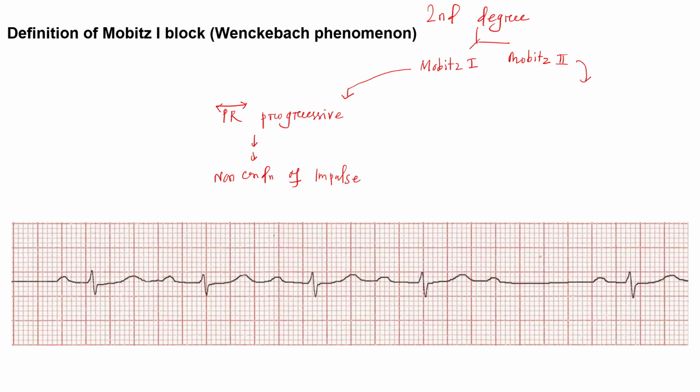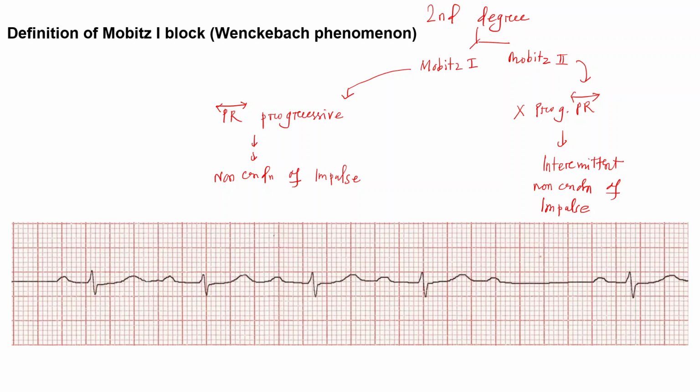What happens in Mobitz type 2? There is no progressive PR prolongation, but there is intermittent non-conduction of impulse. What do you understand by non-conduction of impulse? That means you will have the P wave, but it will not be followed by a QRS complex. That means the impulse from the atrium is not getting conducted to the ventricles. So you'll have a P wave, but it won't be followed by a QRS complex. That is known as non-conduction of impulse.